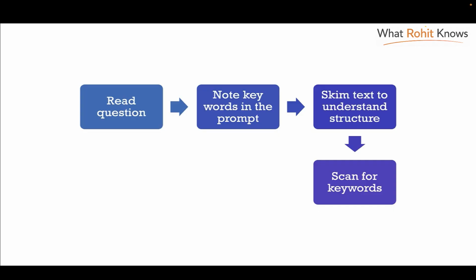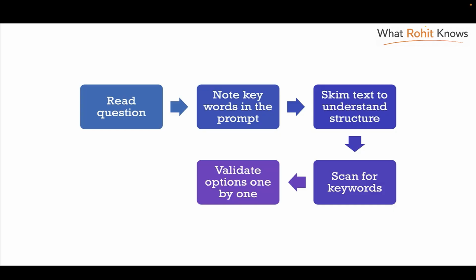Then you will scan for keywords. Don't do an exact match of the keywords. Sometimes the words are not exactly repeated. A one-to-one match is not there between the words in the prompt and the words in the text. It could be a synonym, or another word with a similar meaning. So scan for keywords or related keywords. And once you do that, you will have identified a sentence or a couple of sentences in the text which you think give you the answer.